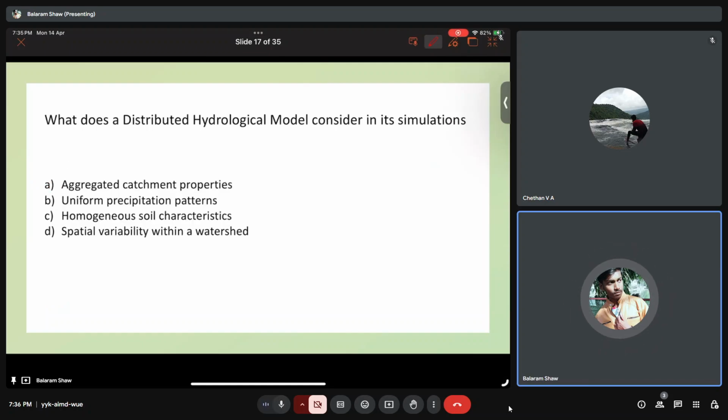What does a distributed hydrological model consider in its simulation? Aggregated catchment properties means only one range of values of the catchment property for the whole catchment. Each catchment property for the whole catchment will be at the same value. So this one is for the lumped model. You know that. Uniform precipitation pattern, we also consider for the lumped model. Homogeneous soil characteristics are for the lumped model. But spatial variability, we have that for the distributed model, right? So the correct answer will be D.